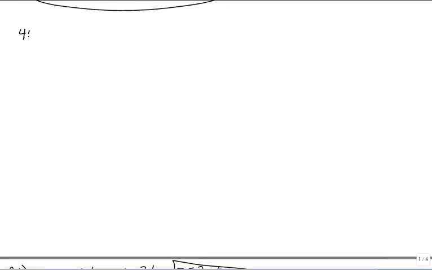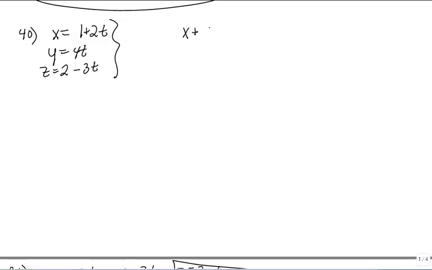Okay, number 40. If x equals 1 plus 2t, y equals 4t, z equals 2 minus 3t. That's the line. And the plane is x plus 2y minus z plus 1 equals 0. We're trying to find the point of intersection, so we're just going to substitute those in.